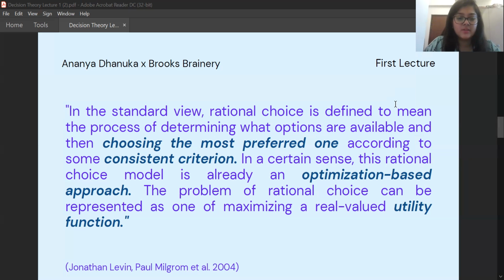Why are these important here? Because they're sort of defining the core assumptions that economics works with. All right, and these are assumptions that are consistent throughout microeconomics and macroeconomics.